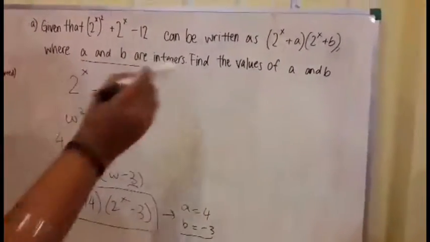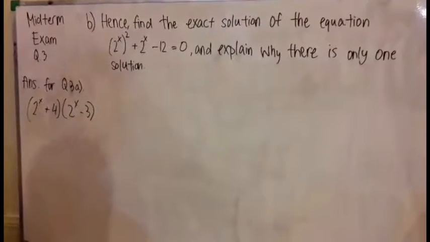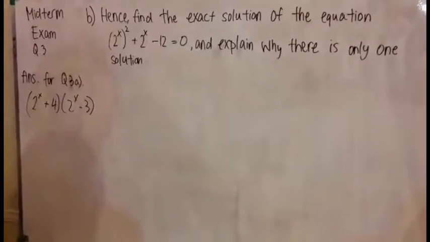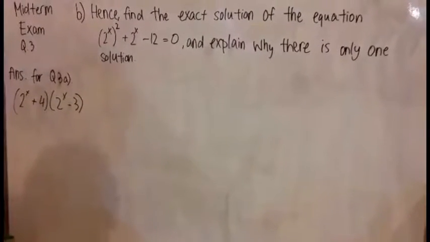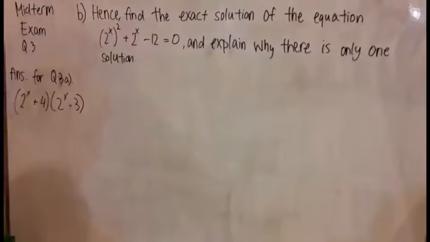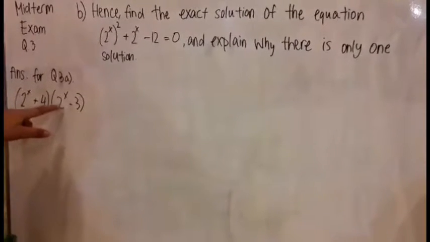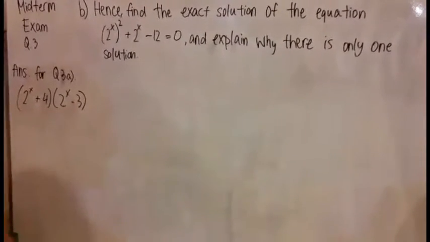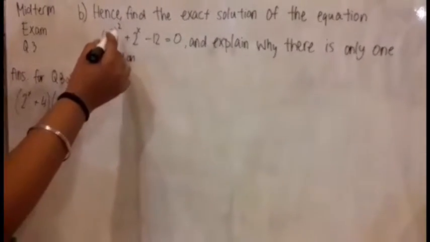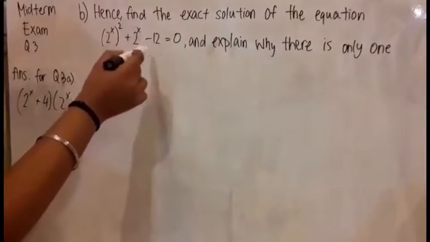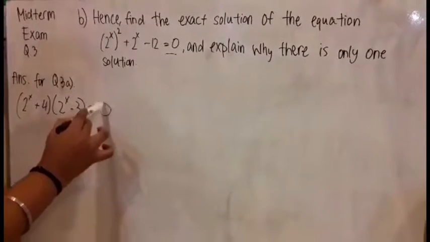answer for question a. The question reads, hence find the exact solution of the equation (2^x)^2 plus 2^x minus 12 equals 0, and explain why there is only one solution. So the answer we got from question 3a was 2^x plus 4, with 4 being a, and 2^x minus 3, with negative 3 being b. So since we know that (2^x)^2 plus 2^x minus 12 is equal to 0, we know that the answer that we got from question 3a will be equal to 0 as well.